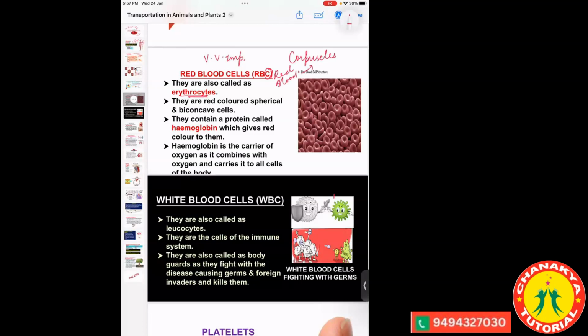Generally we say cells, which is also correct, but we should always use a better word for it. So red blood corpuscles. Corpuscles means cells. So a group of cells is called corpuscles. That is the reason we should use corpuscles, not cells. If you write cells, that is also okay, but if you write corpuscles, that is much better. So red blood cells, other name is erythrocytes.